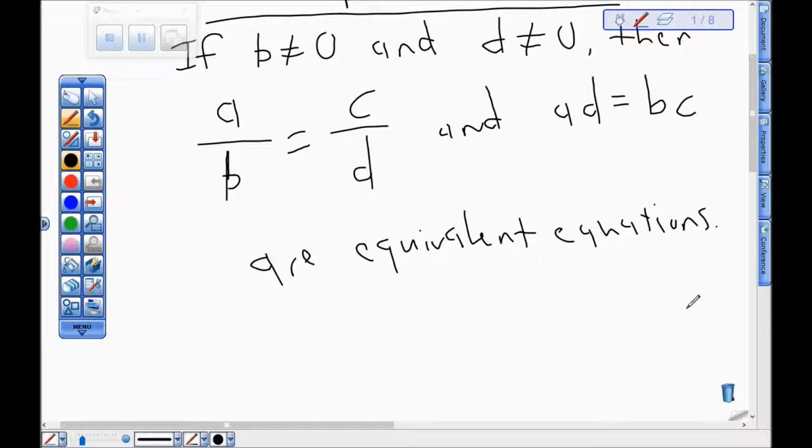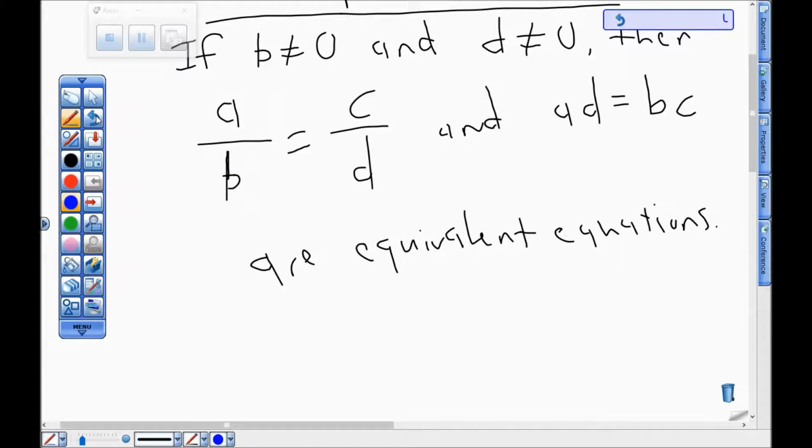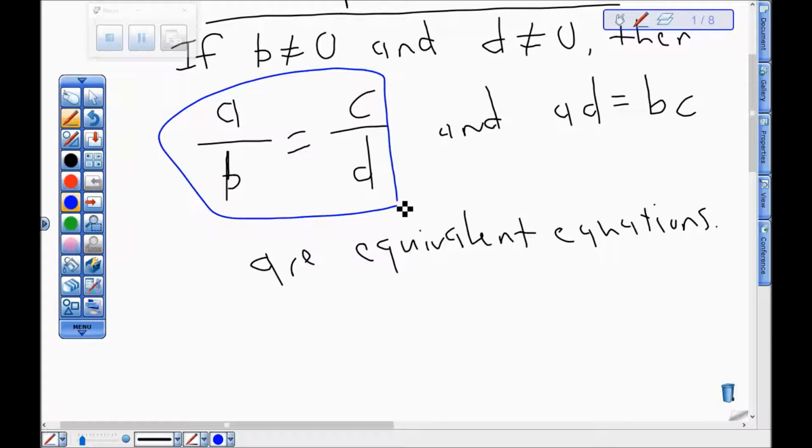You may have seen a teacher do this kind of thing to a proportion to make you think about those cross products, because those are the guys across from each other. But really, all we're doing is taking a proportion and translating it into this equivalent equation to make it easier to solve. So let's just do some examples.